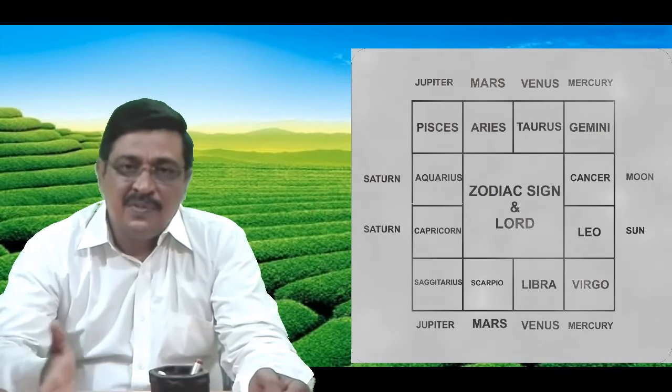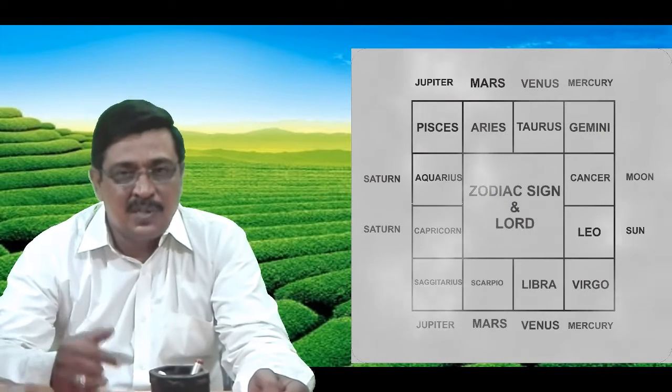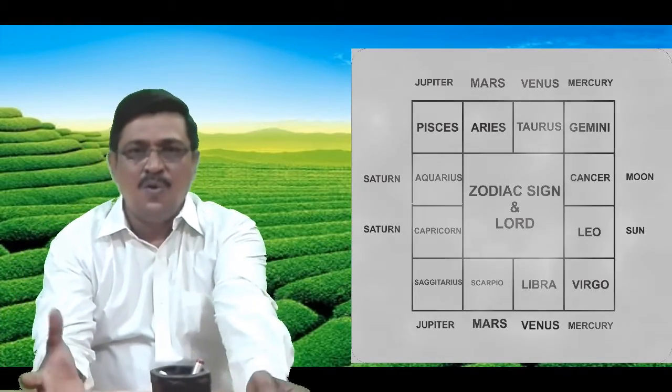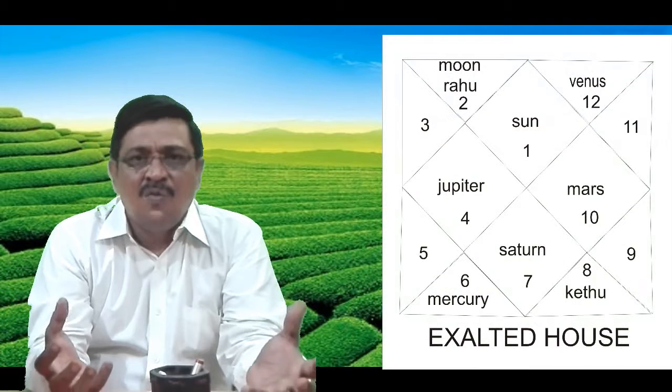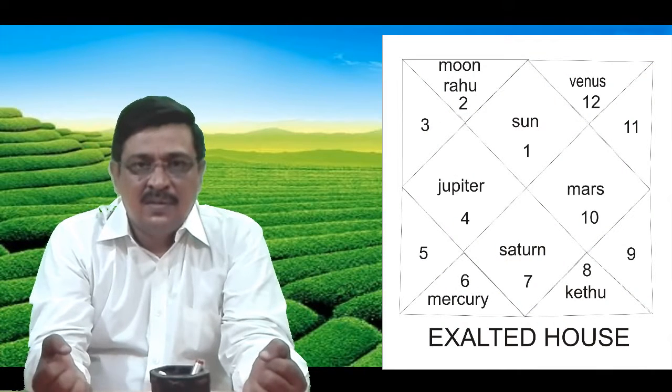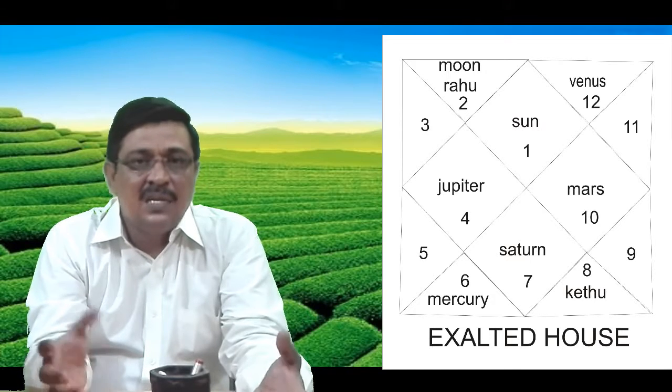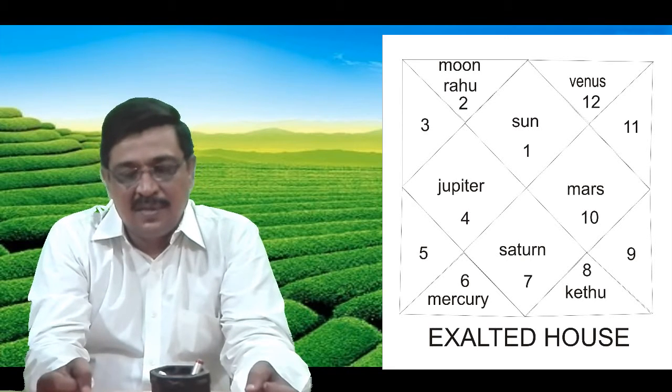Okay, next we will see the exalted position. What is meant by exalted? It has more power, and it is fully lighted, a very bright one. So the planet in that particular sign is very bright, as we can see.